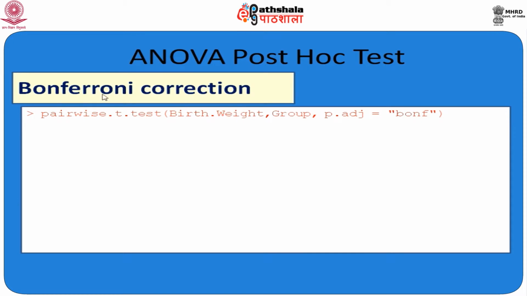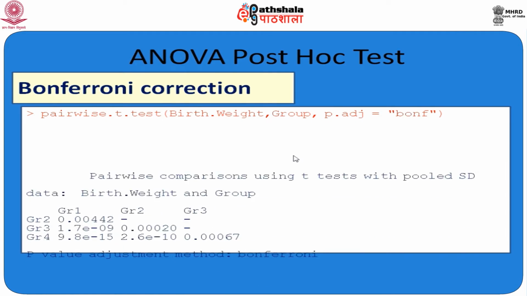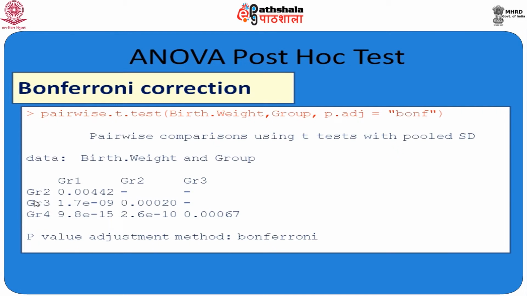To do the Bonferroni corrections, I will use the function pairwise.t.test. With this function you just pass the birth weight and then the group, and p.adjust equals "bonf"; B-O-N-F stands for Bonferroni. For other alternatives, you can take the help of the question mark pairwise.t.test. That will give you much more detail about what adjustment options are available, and that will generate this particular table. This lower triangular matrix is the adjusted p-value.